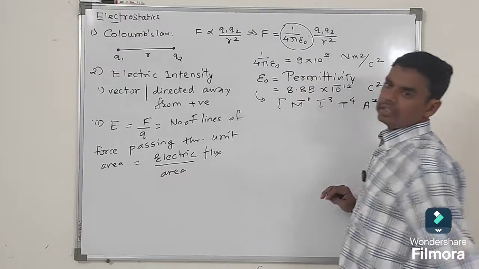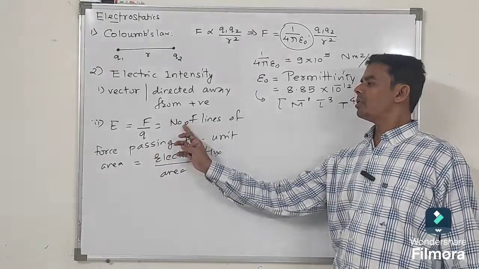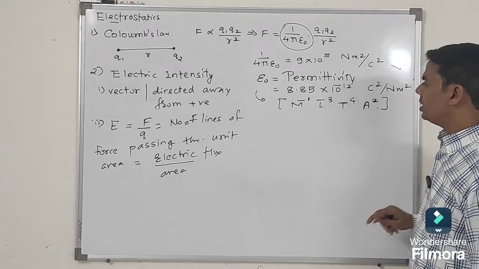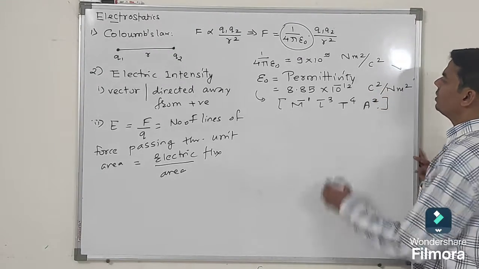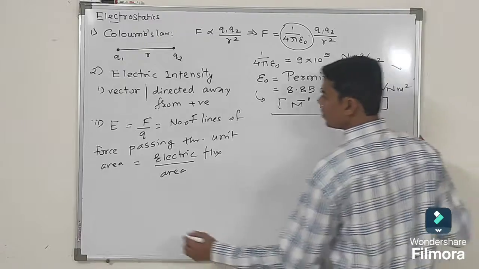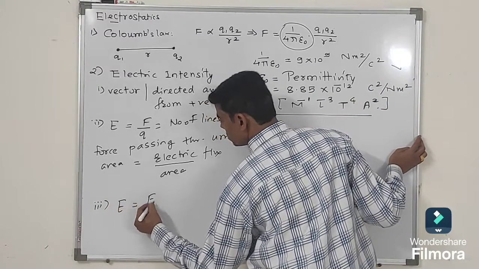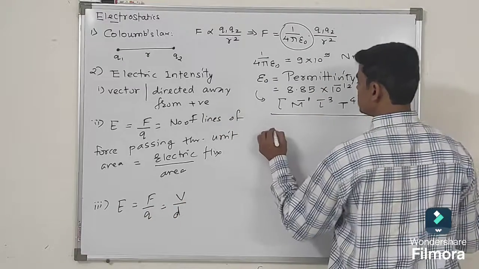So electric intensity is defined as force per unit positive charge, number of lines of force passing through unit area, electric flux per unit area. This is the basic definition of electric intensity. Then we have different formulas for electric intensity: electric intensity is equal to force upon charge, it is equal to electric potential upon distance.